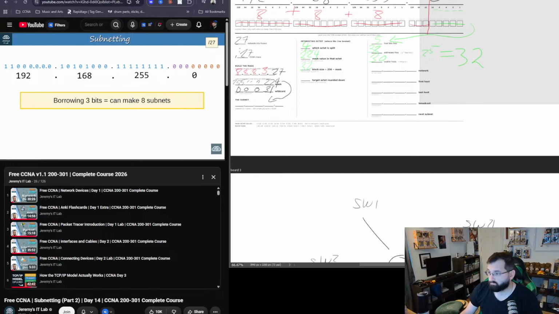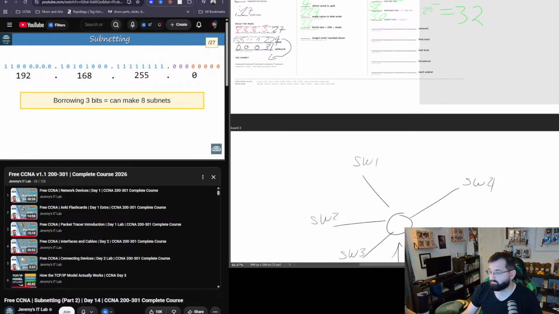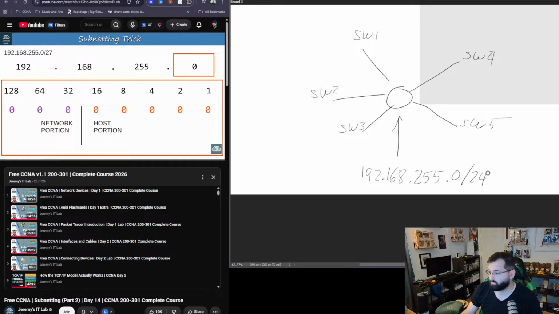As I said in the last video, you can't always make the numbers exactly match the number of subnets or hosts you need. So our first subnet will be 192.168.255.0/27. Here it is written in binary. Here's the network portion, and here's the host portion. Let's look at just the last octet once more. What's the value of the last bit?